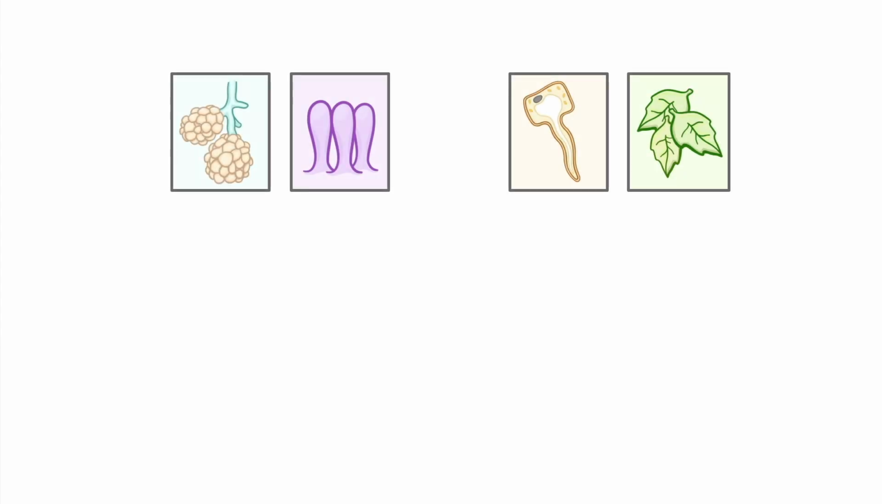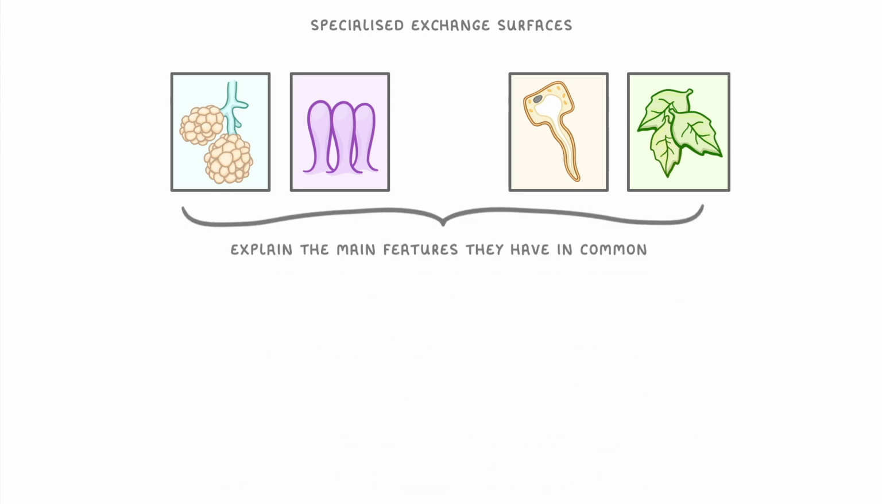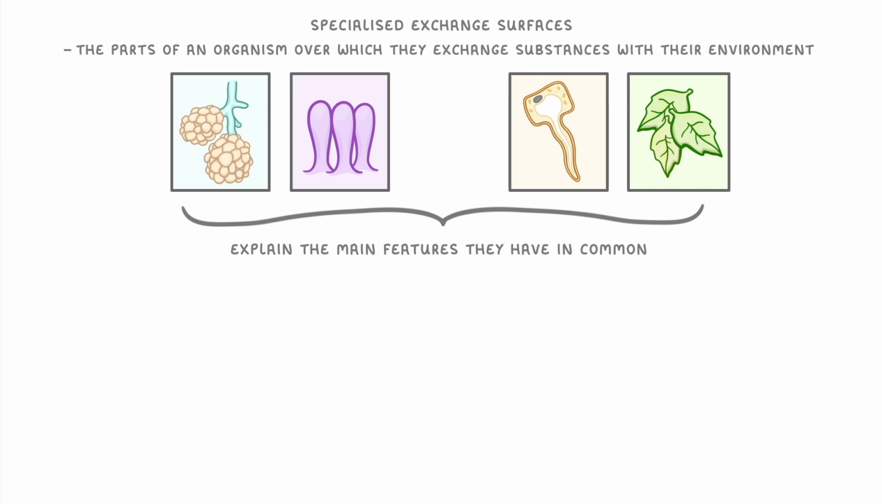In this video, we're looking at specialized exchange surfaces. And although we'll mention a few examples, the aim of this video is to explain the main features that they have in common. If we start with what they are, specialized exchange surfaces are just the parts of an organism over which they exchange substances with their environment.